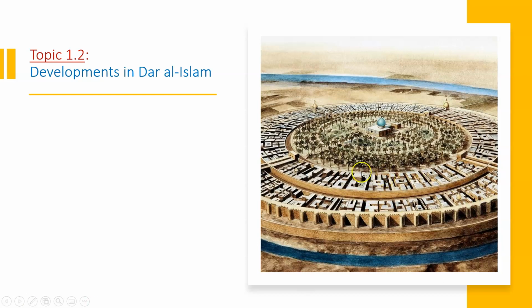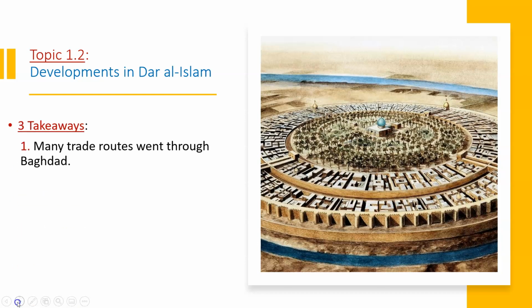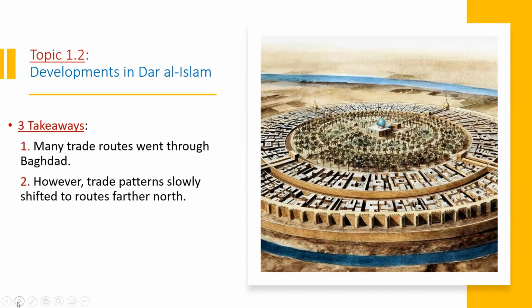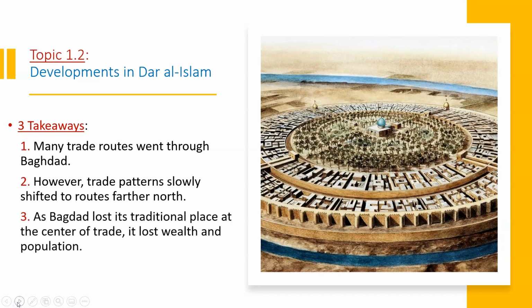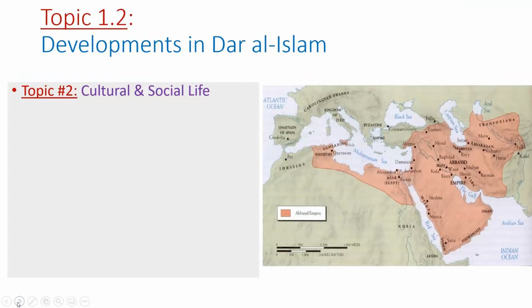Developments in Dar-al-Islam, and that's a good possible FRQ picture there, right? You see a round city. What do you think of? You should think of Baghdad. Many trade routes went through Baghdad. However, trade patterns slowly shifted to routes further north. As Baghdad lost its traditional place at the center of trade, it lost wealth and population.